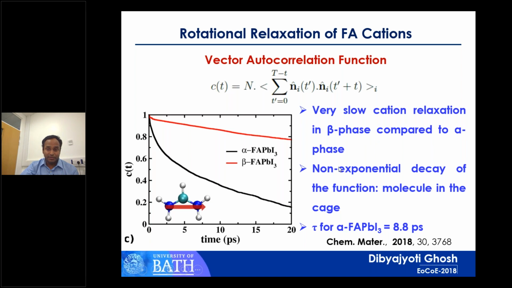To find the relaxation time, which experimentally can be found from NMR experiments, we fit this data with a non-exponential function, that is a stretched exponential function, and for the alpha phase we found a relaxation time of 8.8 picoseconds. This matches very well with recent experimental data. So with this, we conclude that cation motion is much more restricted in the low temperature phase, that is the tetragonal phase, than in the alpha phase, which is the 300 Kelvin phase.